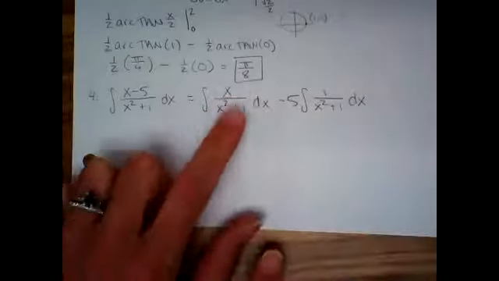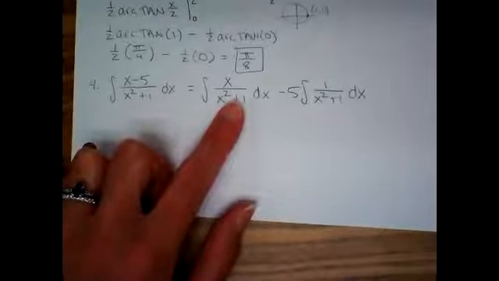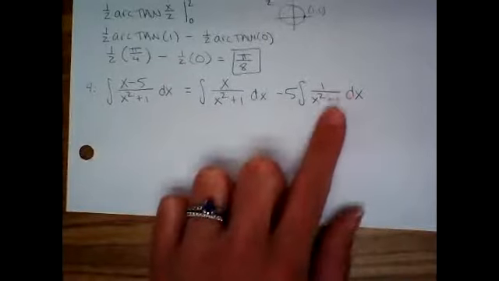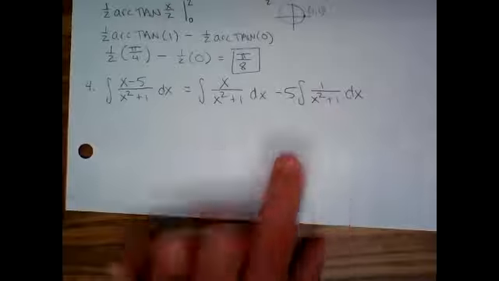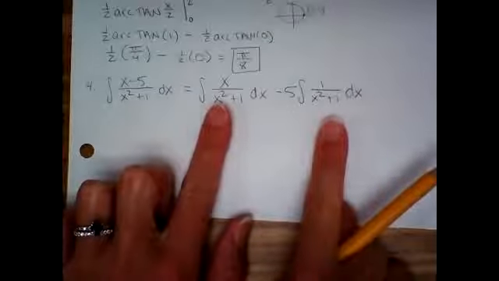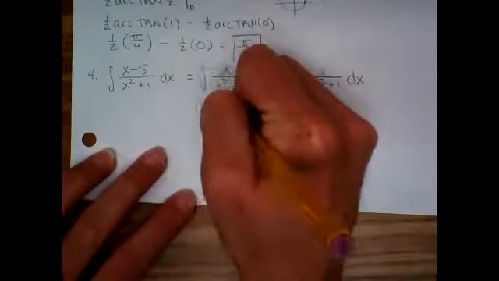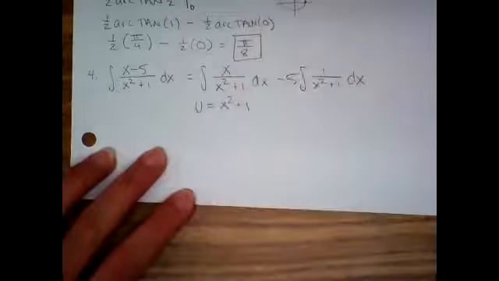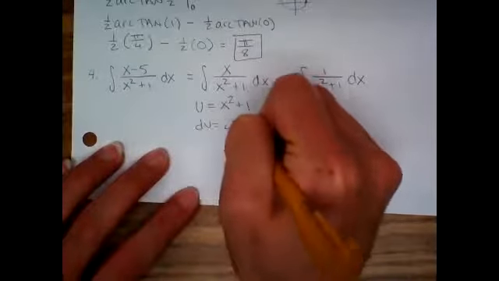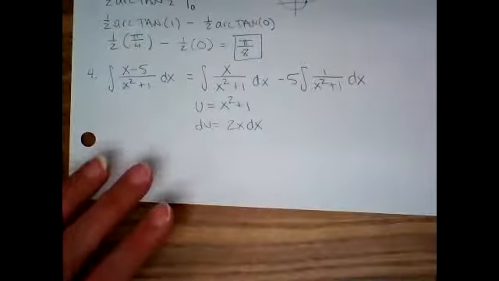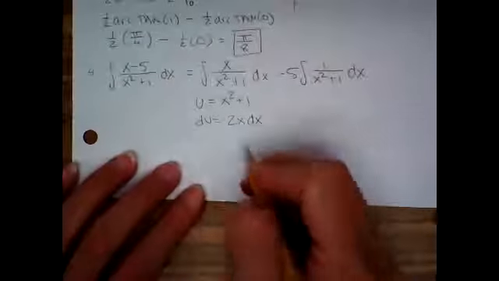Splitting it. This one is going to be a regular old U substitution like we did last class. This one is going to be arc what? Tangent. Good, because there's no square root. So we're going to do 2 separate problems, and together it will give us our whole answer. So for this one, U is going to be that denominator. That derivative would be 2x dx. And then how will we adjust that? A half. Good.